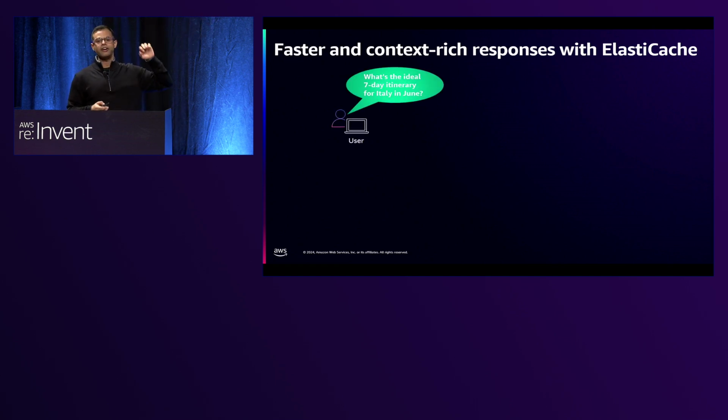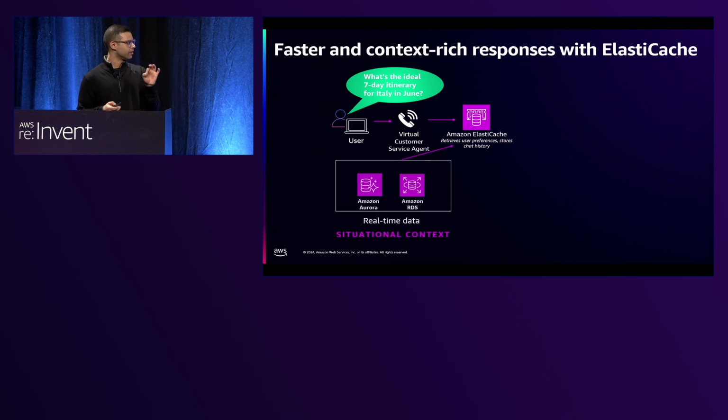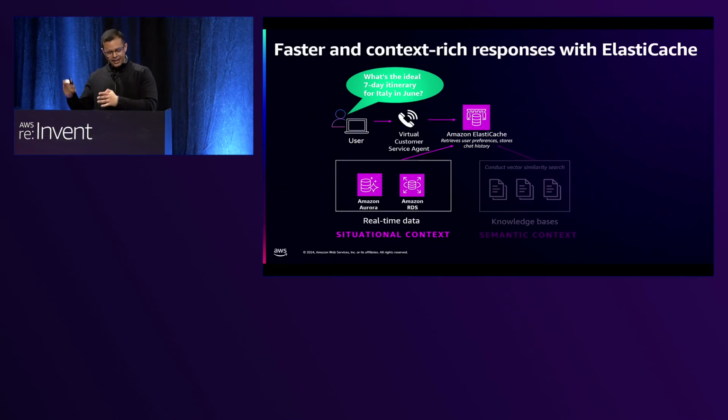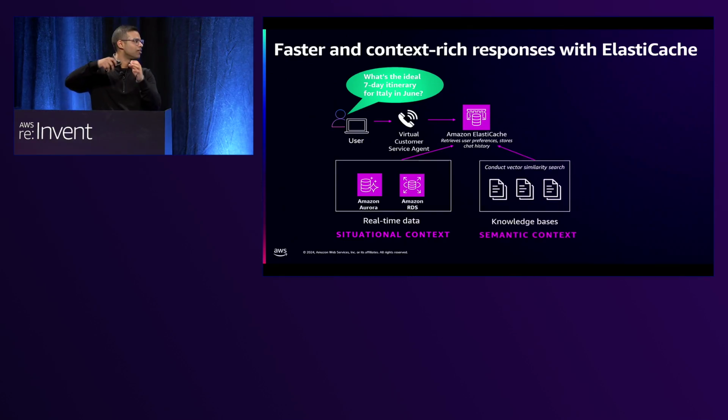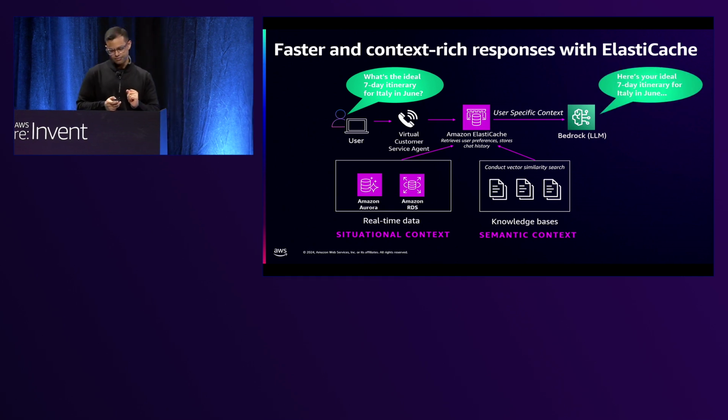Now, this is how the pattern actually looks in action. What's the ideal 7-day itinerary for Italy? This is my question. I asked this to my bot. ElastiCache will go in and pull in situational, remember, this is real-time data from my relational data stores. Could be RDS, could be Aurora, etc. And I also augment it with my static context, which is my semantic context. Then I give that augmented prompt to my LLM, which basically comes back with a very tailored response to my user. That's one pattern, context caching.